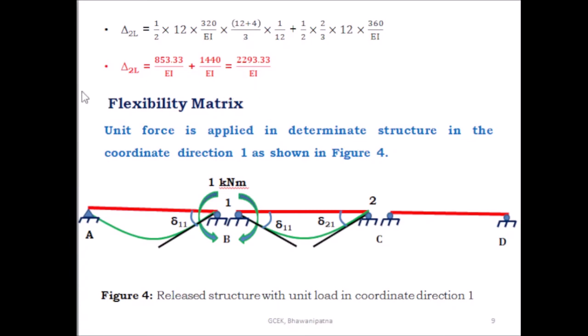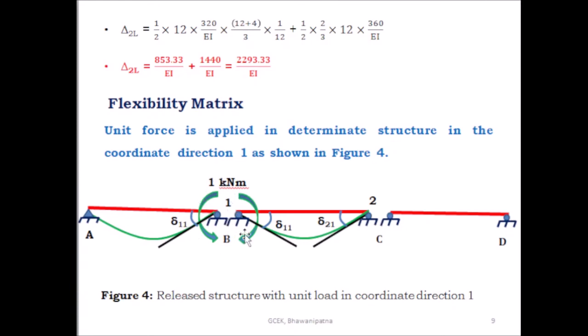Coming to the flexibility matrix, by using the unit force in coordinate directions 1 and 2, you have to find out what is the displacement at coordinate 1 and at coordinate 2, because here you are choosing two coordinates, one at B and another at C. So the coordinate at B is 1, and at C the coordinate is 2.